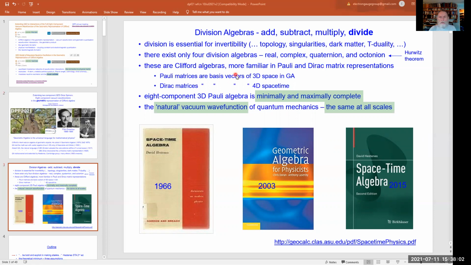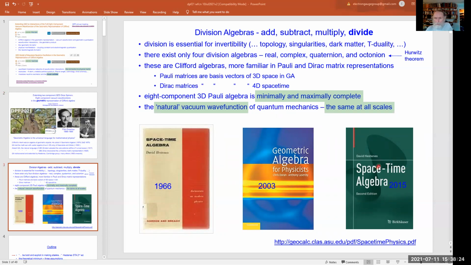In the octonion algebra, the Pauli matrices are basis vectors in 3D space and Dirac in 4D space-time. So this is the natural vacuum wave function, and it's the same at all scales, from Planck length to Compton wavelength to the boundary of the observable universe.